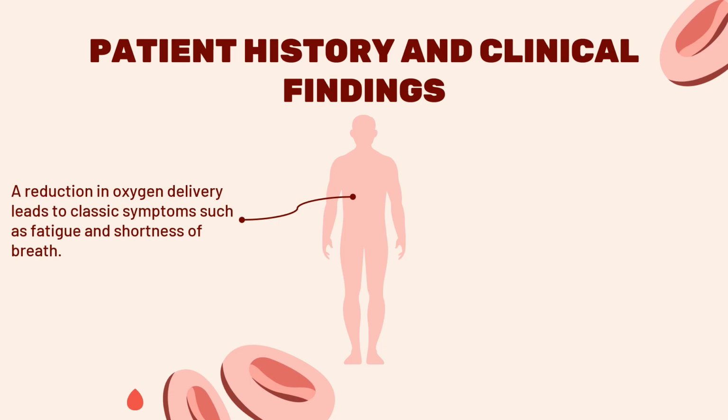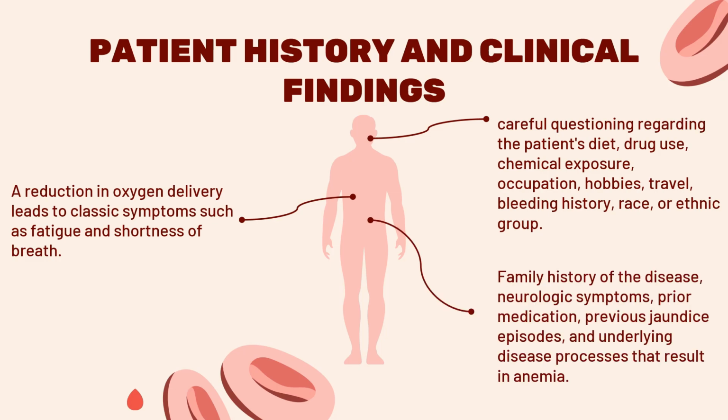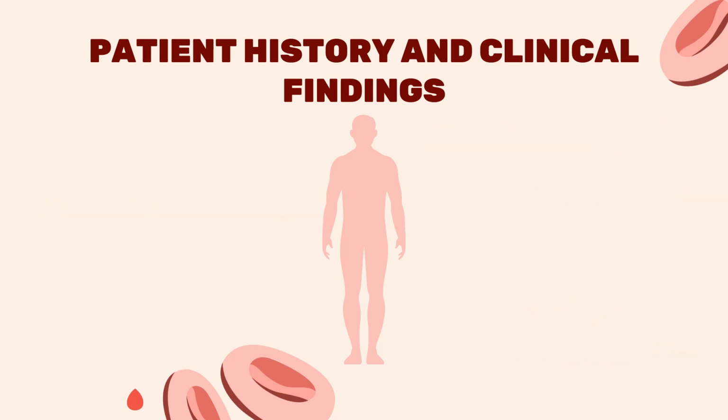To identify the cause of a patient's anemia, a good history must be obtained, which requires careful questioning regarding the patient's diet, drug use, chemical exposure, occupation, hobbies, travel, bleeding history, race or ethnic group, family history of disease, neurologic symptoms, prior medication, previous jaundice episodes, and underlying disease processes that result in anemia. Therefore, a thorough discussion is required to identify any potential cause of the anemia.